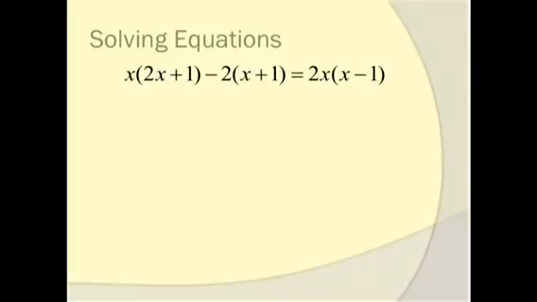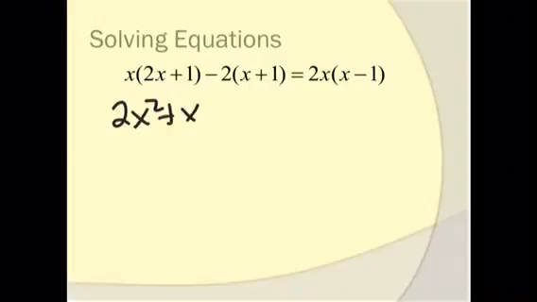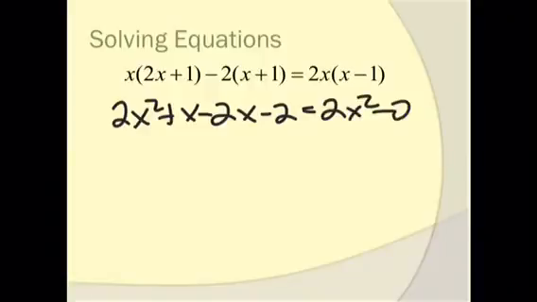Here we have something that's a little bit more challenging. We have a bunch of variables involved here, and when we go through this you'll find out we have some quadratics in our equation. But the section is linear equations, so even though we have quadratics, they will somehow have to cancel. So let's go ahead and talk about this one. We distribute the x, and if we do, then we get 2x squared plus x minus 2x minus 2, and that's going to equal 2x squared minus 2x.